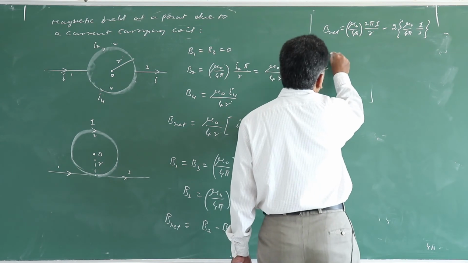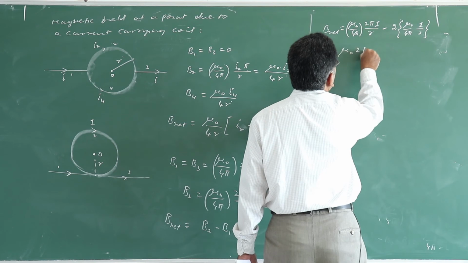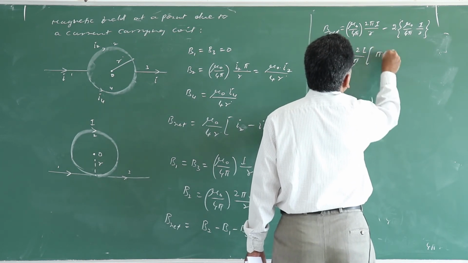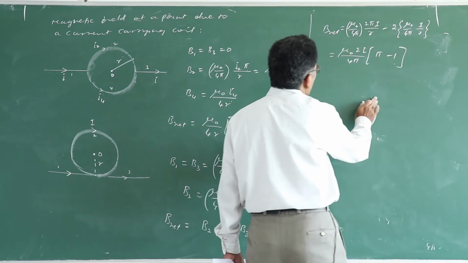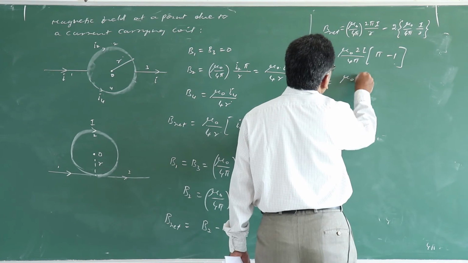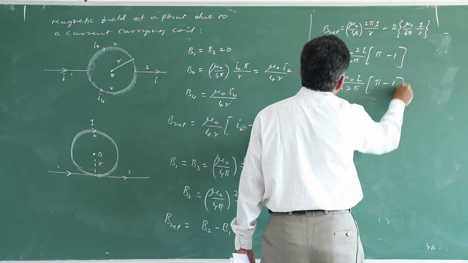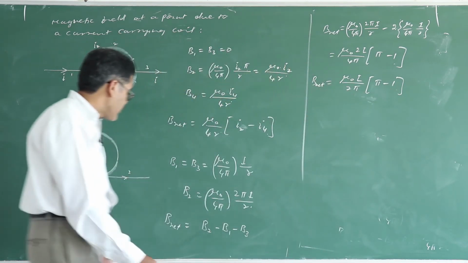You just take out mu naught 2I divided by 4 pi as common. See here, 5 minus 1. Or when you simplify this, you are going to get mu naught I divided by 2 pi into pi minus 1. See, this is the net magnetic field at the center.